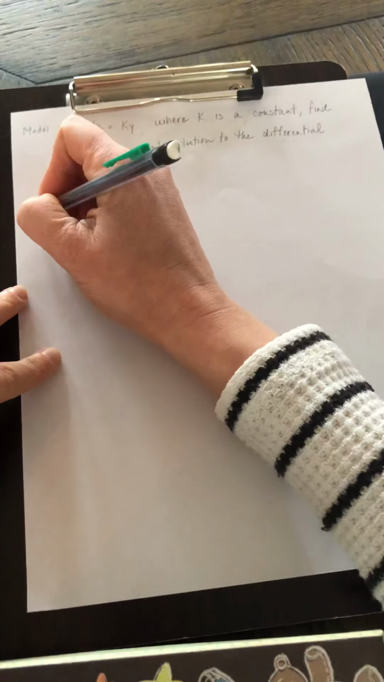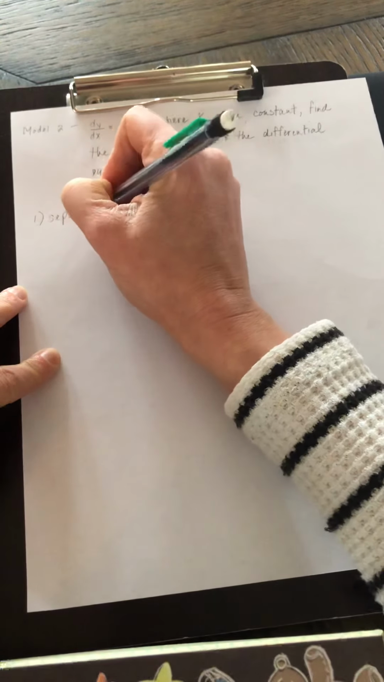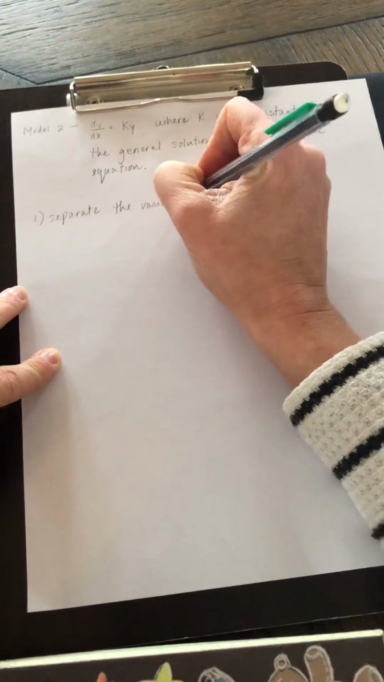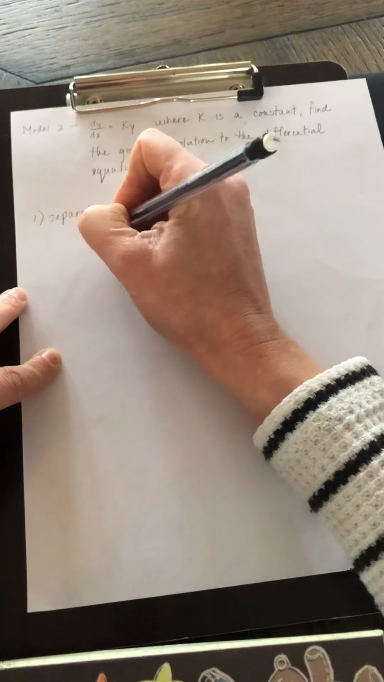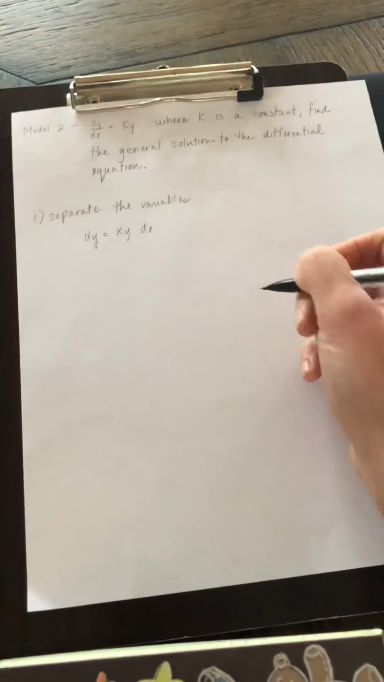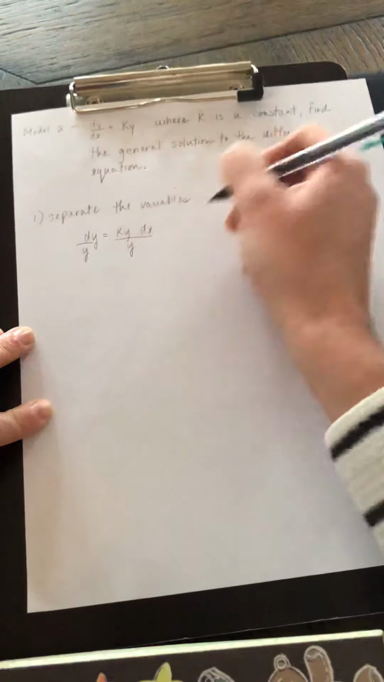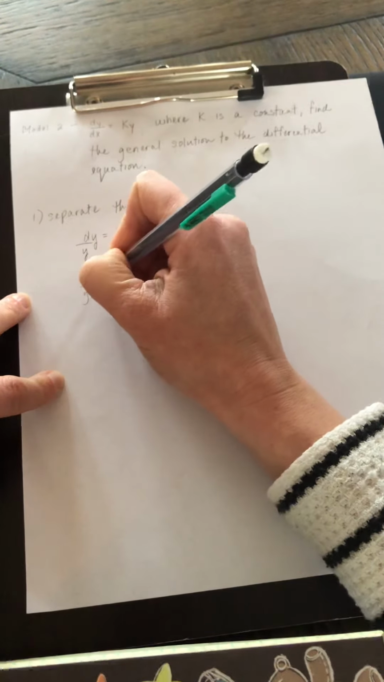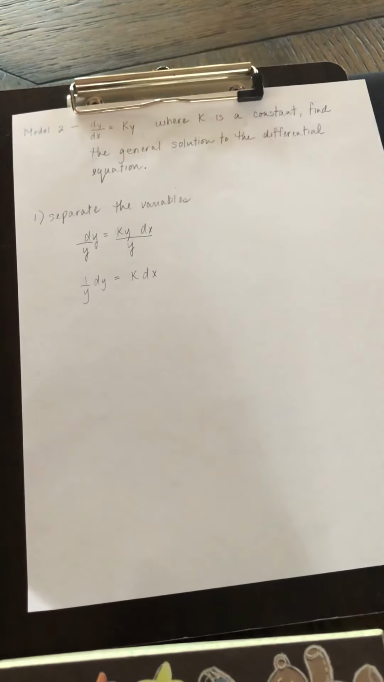But we will basically proceed the same way. We're going to separate the variables, and we will do so by cross multiplying, right? So we're going to get dy equals ky dx. I'm going to divide by y. I'm going to leave the k over with the dx side. So I have 1 over y dy equals k dx.